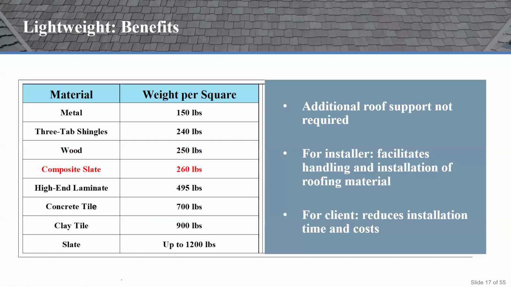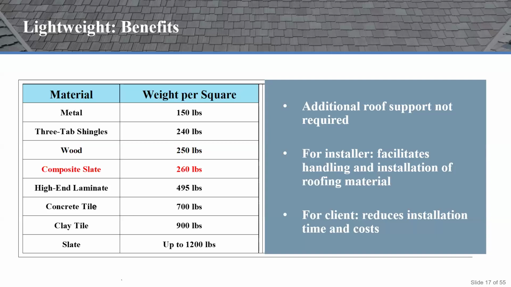So, to real quickly talk about some of the lightweight benefits of the product, just a quick comparison here. Metal roofing, which is very common, you're going to be around 150 pounds per square. Your good old fashioned 3-tab shingles, about 250 pounds per square. Cedar shake roof, you're going to be about 250. Composite slate is going to be very comparable to that. It's going to be in that 250, 260 range per 100 square foot.